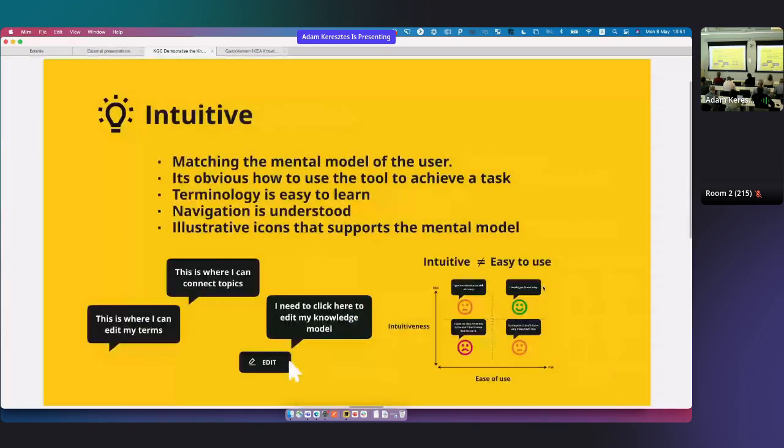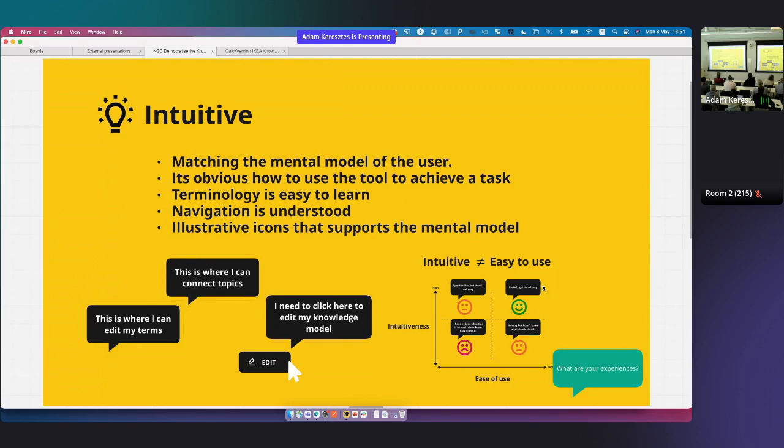So I will just go into these one by one. We need to make the tools intuitive. Here we had a little bit of a challenge when we onboard new subject matter experts, but tools need to match the mental model of the user. We already talked a little bit about the whiteboard. That's a very, very established mental model of working with knowledge. It needs to be obvious how to achieve a certain task, where the tool needs to tell you where to go to achieve a certain task.